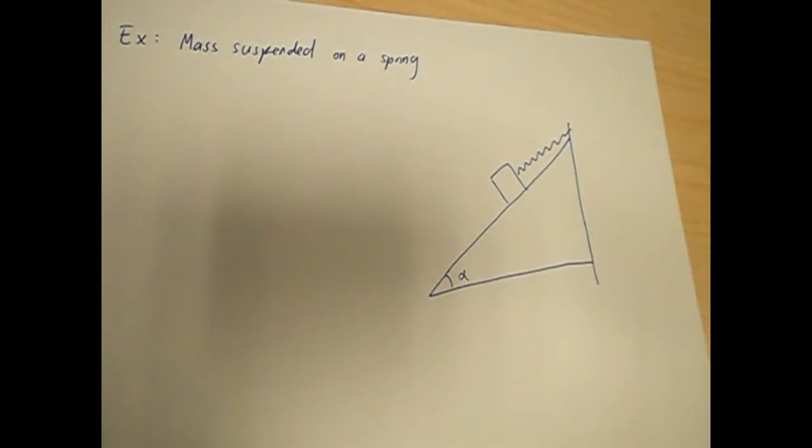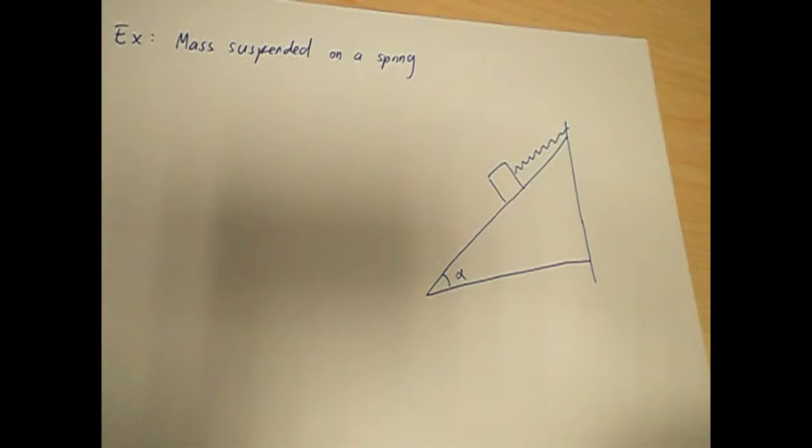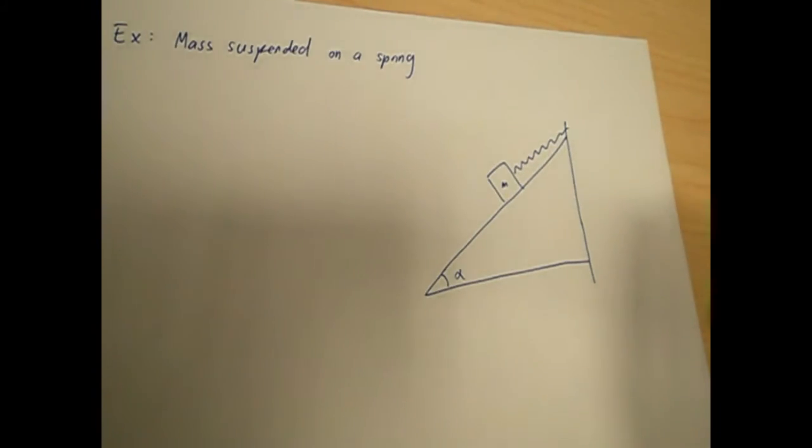Now let us see how we use Hooke's law with an example. Consider a block of mass m suspended from a spring of constant k. This block sits on a slope of angle alpha. If the block is in equilibrium, what is the spring extension x in terms of m, k and alpha?